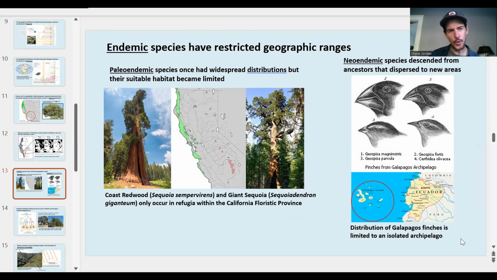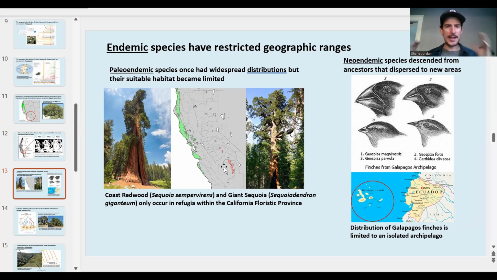Something not totally different from disjunct distributions is something called endemic distribution. Endemic species are those that have really restricted geographic ranges. That is to say, they only occur within one geographic area and nowhere else in the world. We can think of a couple of examples of this here in California, things like the coast redwood or the giant sequoia. These two conifers, which are pretty closely related to one another, are endemic to the California floristic province. That's the only place in the world where they occur.